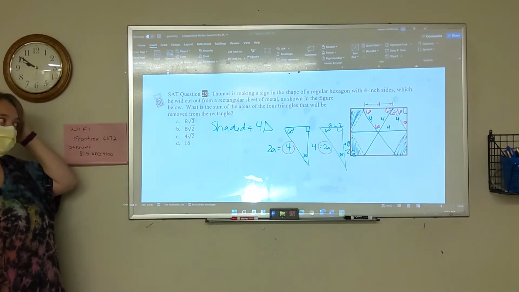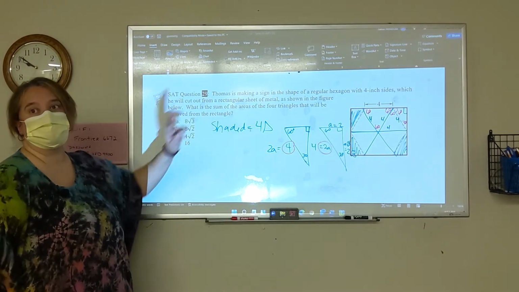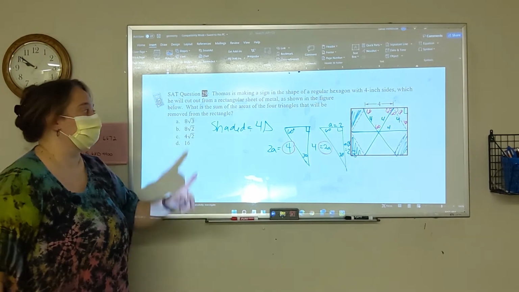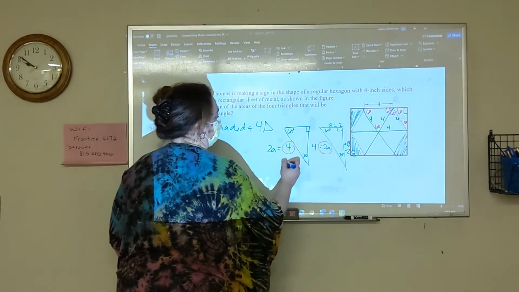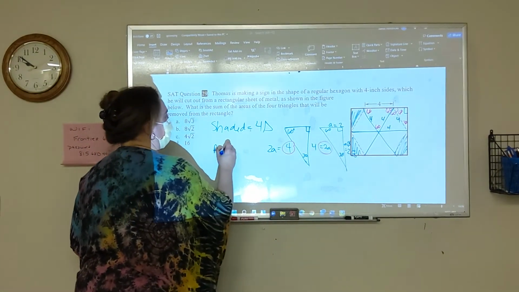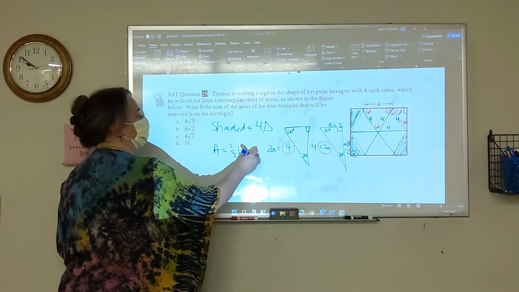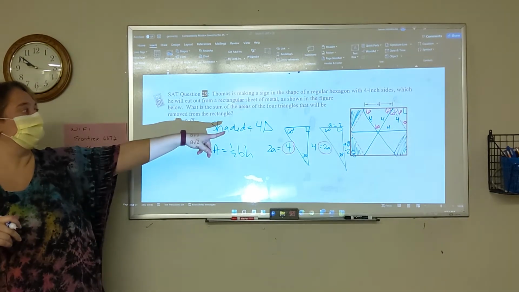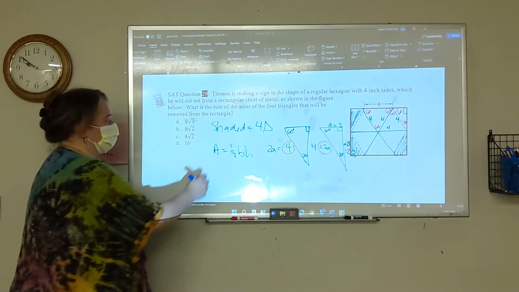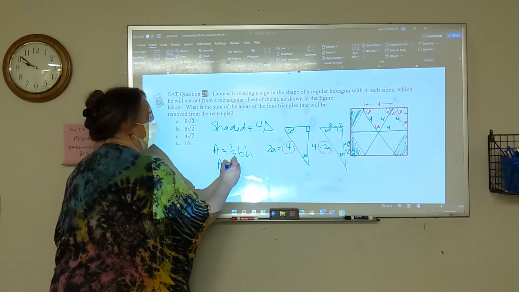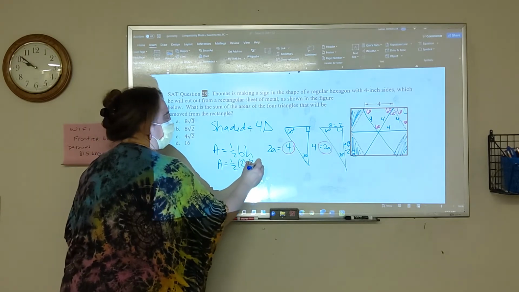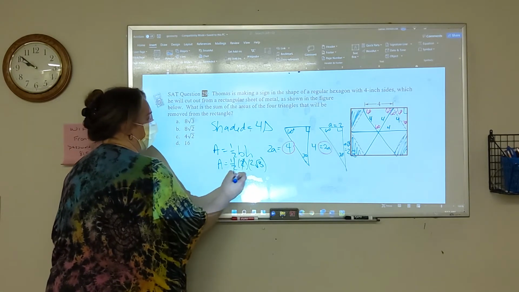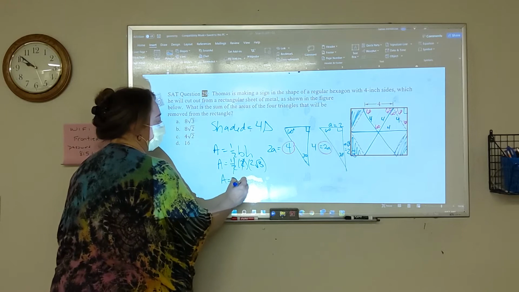Okay. Your shaded area is 4 times the area of a triangle. Let's find the area of this triangle. So the area of a triangle is 1/2 base times height. Now if we have a right triangle, it's always the 2 legs that form the right angle. So we're going to use the 2 and the 2 root 3. So 1/2 times 2 times 2 root 3. 1/2 and 2 cancel. So the area of each triangle is 2 root 3.